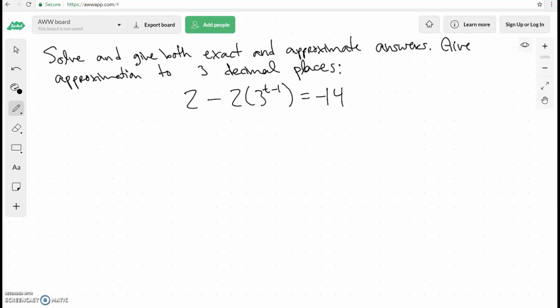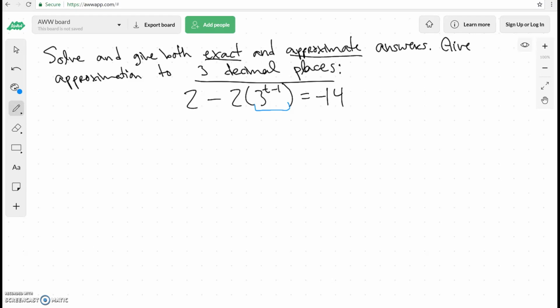Okay, so let's try this problem out. So we want to solve this exponential equation, and I want to give both exact and approximate answers. And for the approximation, I want to round to 3 decimal places. So the first thing that you really want to do is isolate the exponential portion.